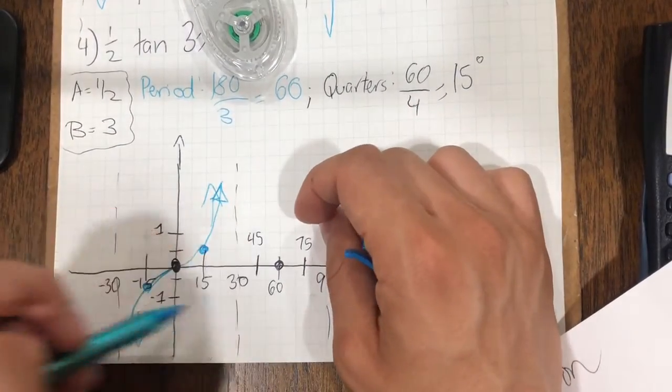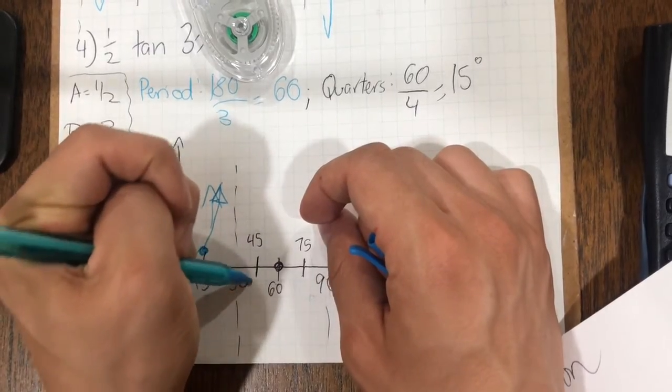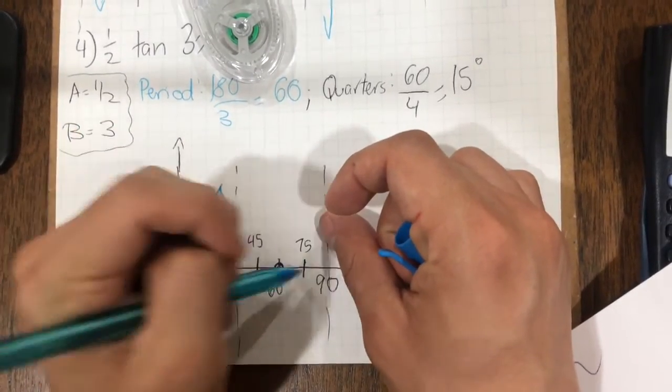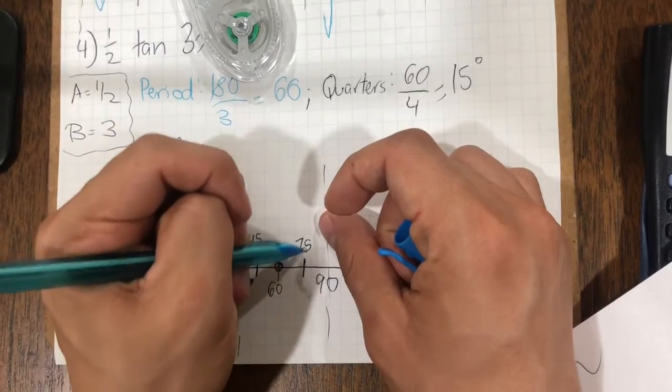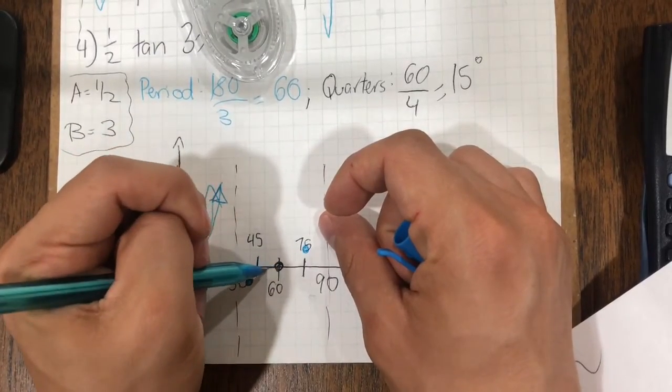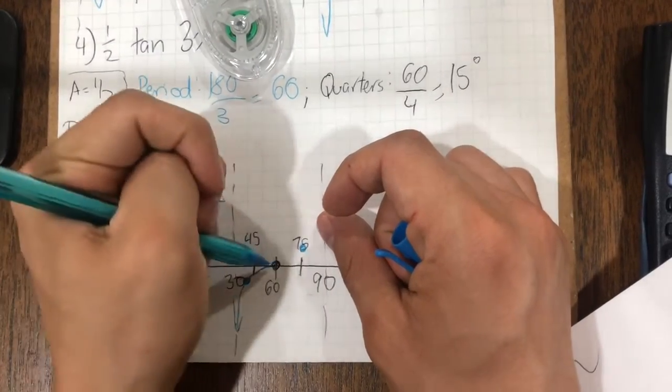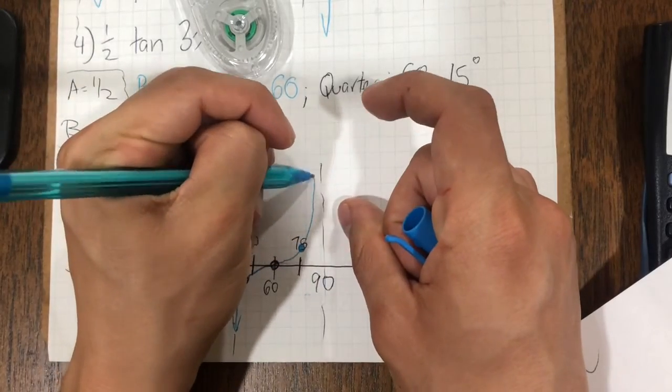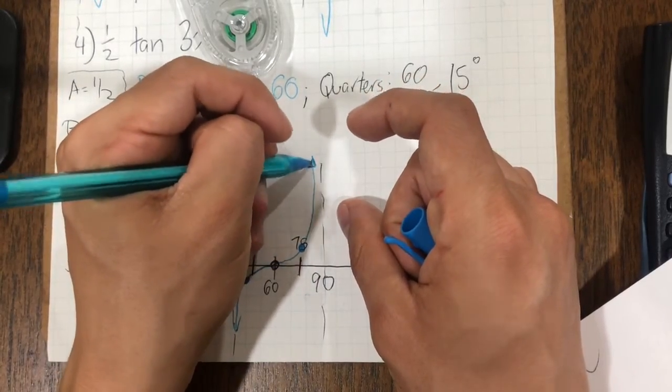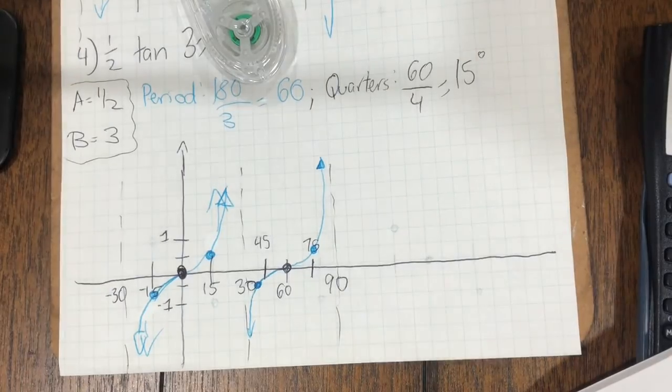So for 45, we're at the lowest, which is a negative half. And then at 75, we're at positive half. So I'm going to connect the points. Now remember, with the asymptotes, the graphs never touch them. So we have the second graph.